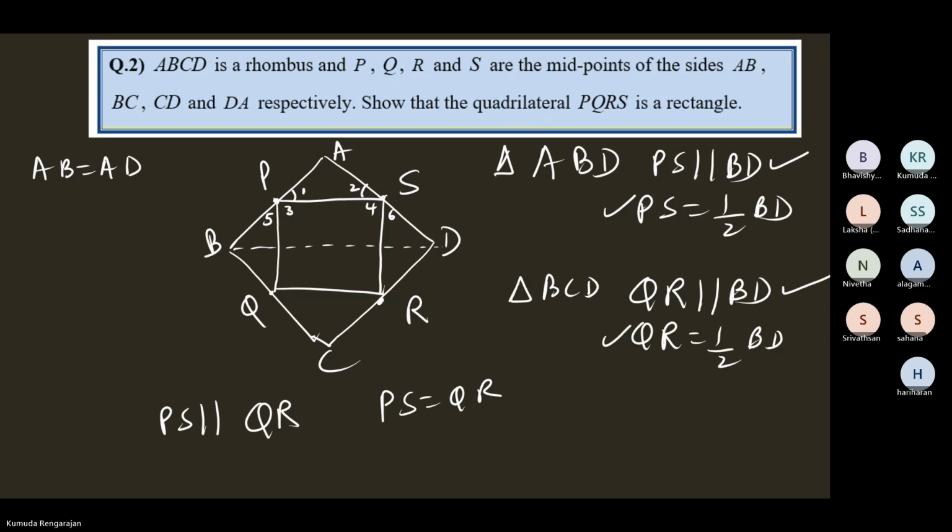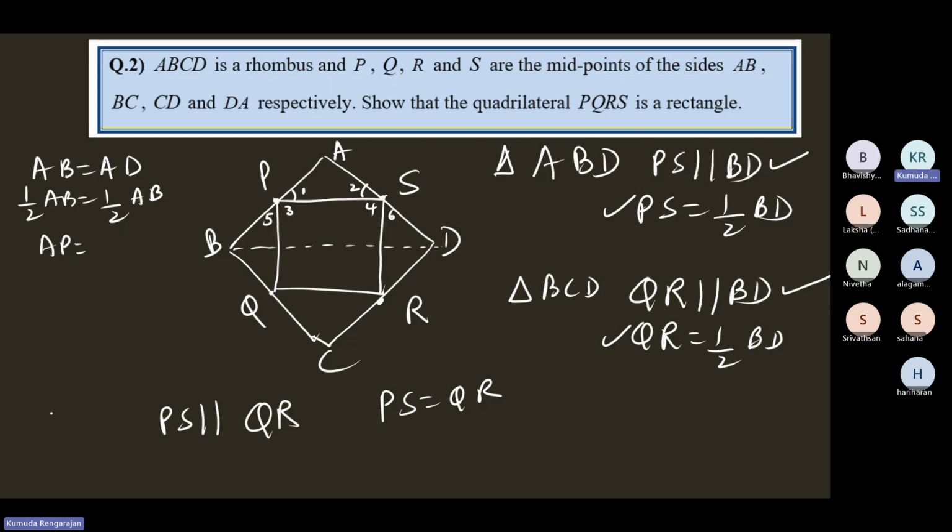Yeah, AB is equal to AD because ABCD is a rhombus. Then half of AB will be equal to half of AD. Now tell me what is half of AB? AP. Or you can say PB also because P is the midpoint of AB. So half of AB, you can say AP or BP.